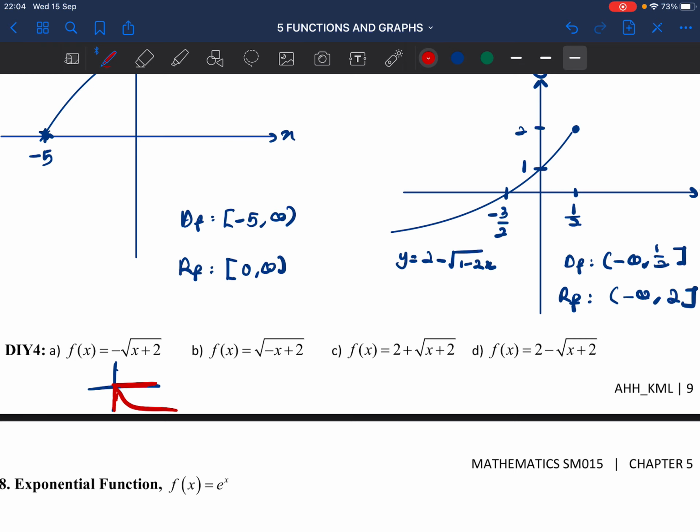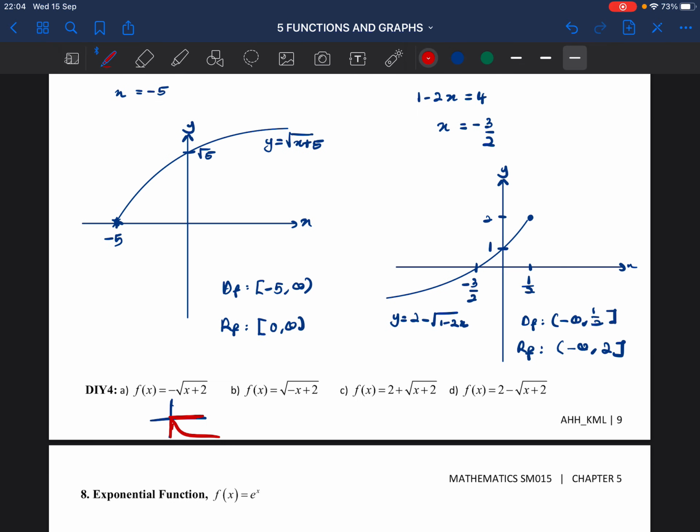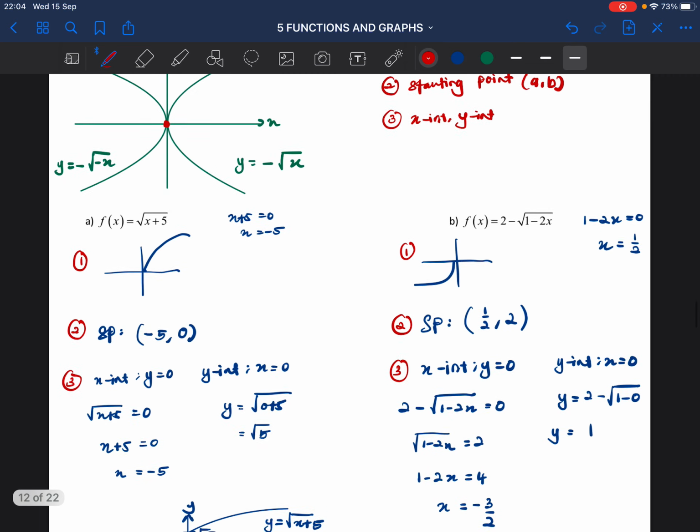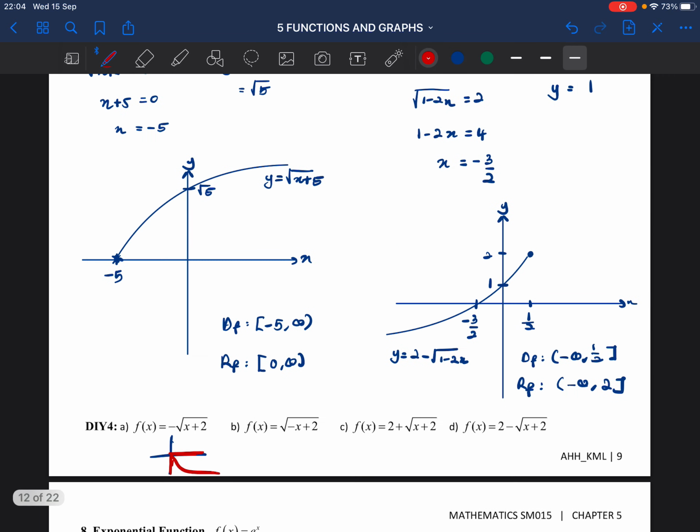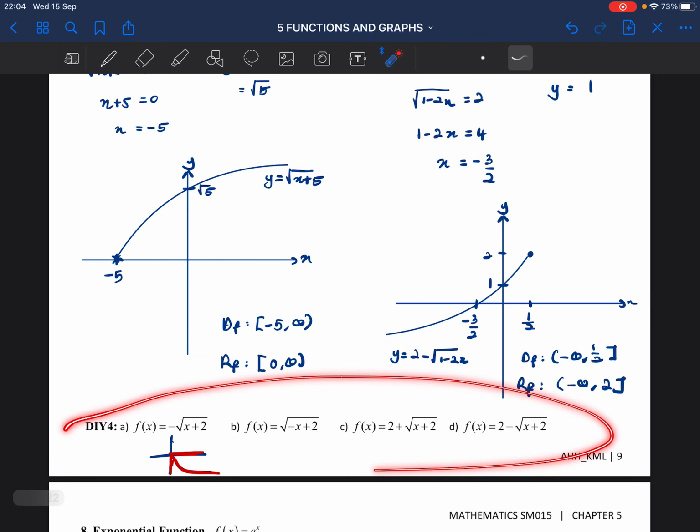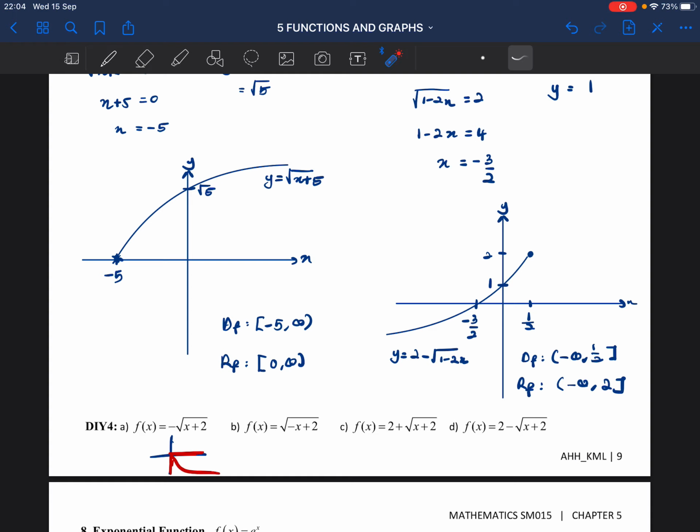Okay, so very important to know your basic shape. Kalau tak faham, boleh balik tengok balik, cuba satu-satu, and you can consult with me. Okay, this one the Mr. DIY, make sure kamu buat. Okay.